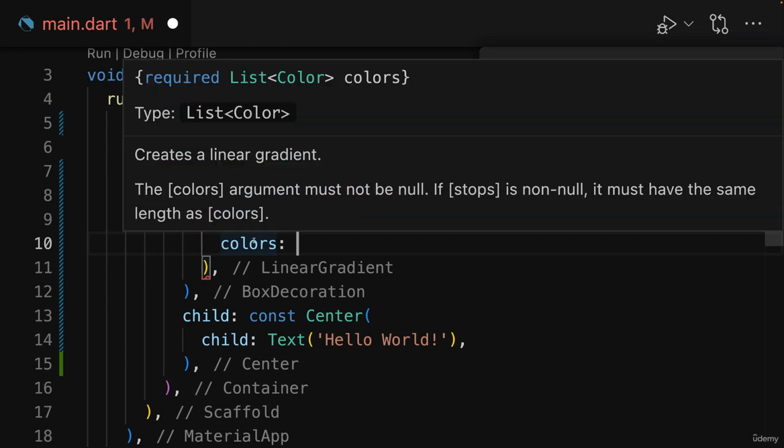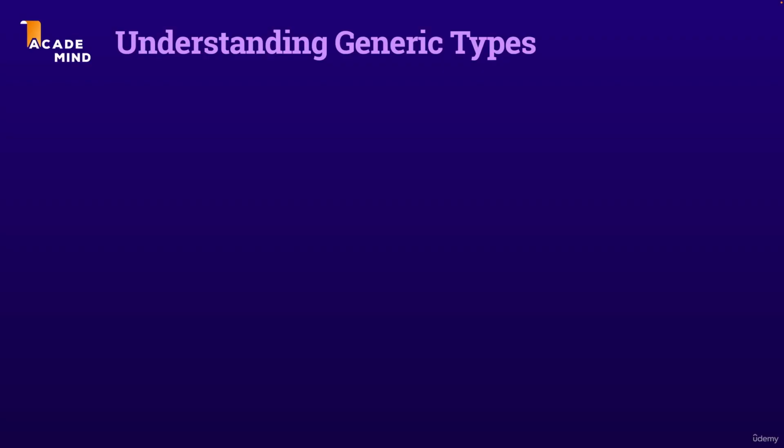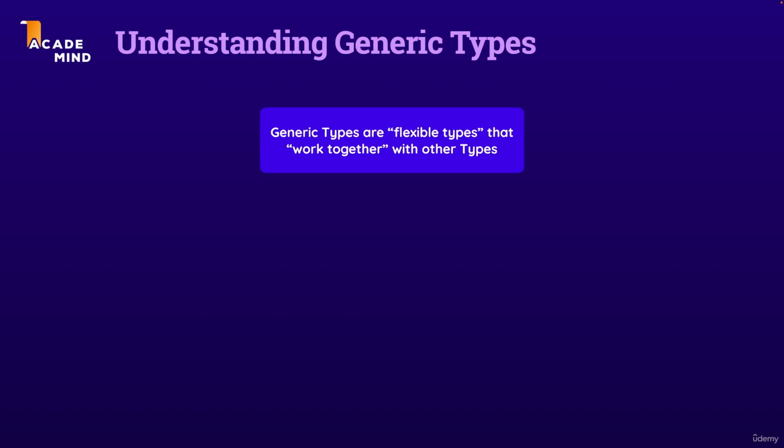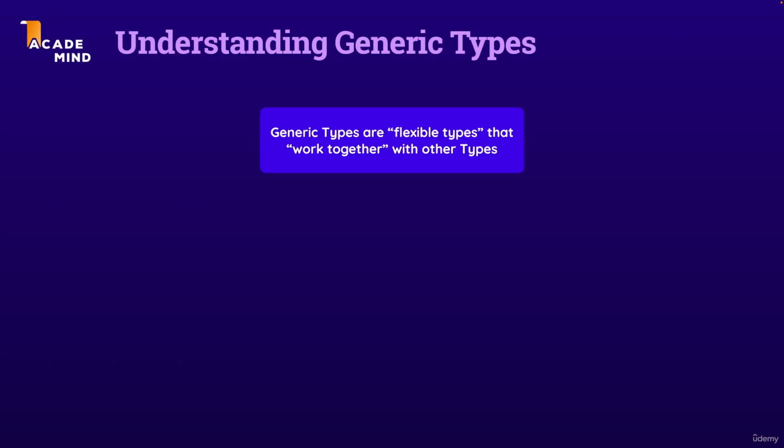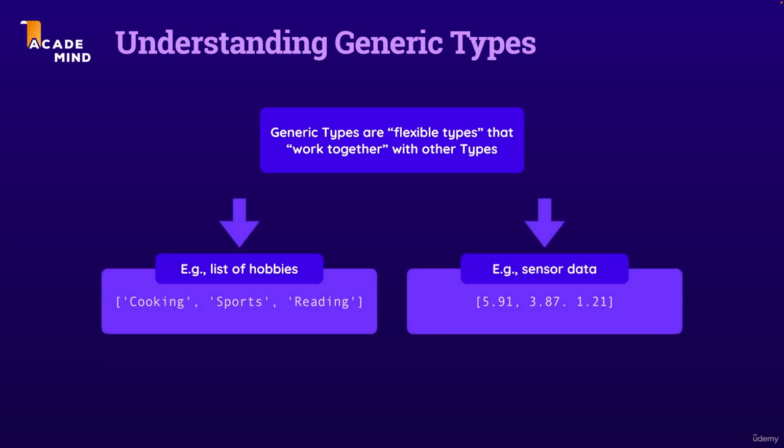Now these angle brackets which you see here in the type definition for this colors argument are some special Dart syntax which creates a so-called generic type. This is also something we'll see in greater detail throughout the course, but in the end, a generic type is simply a type that needs to work together with other types, but is flexible regarding which exact types can be provided. For example, list is a type built into Dart that's quite flexible. Depending on your use case, you can have lists of numbers, of strings, of other objects, whatever you need.